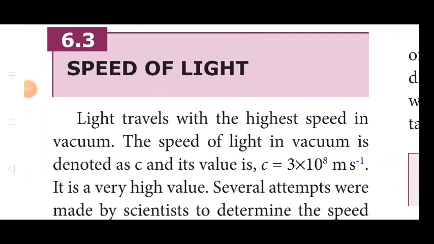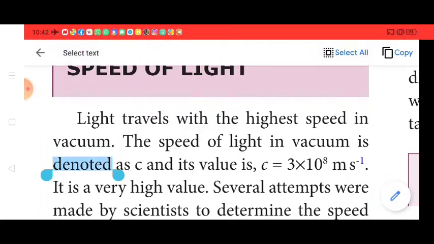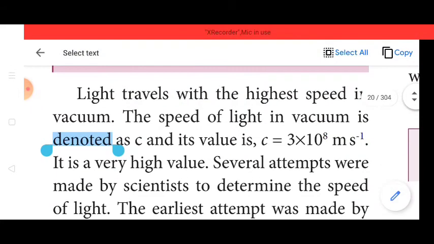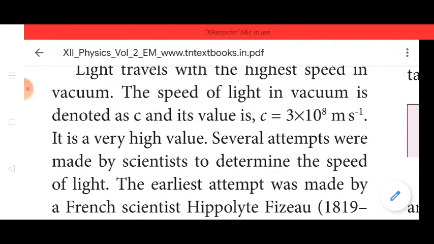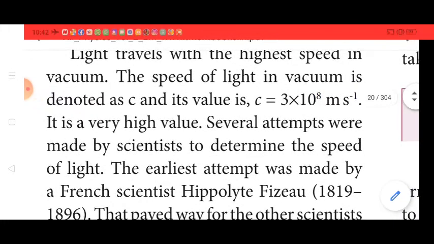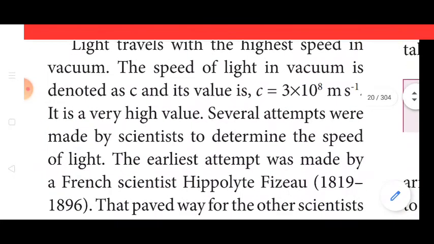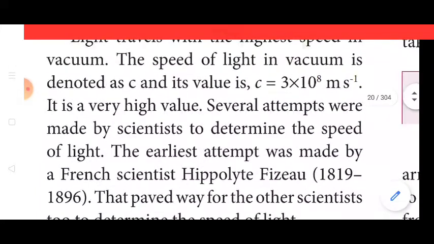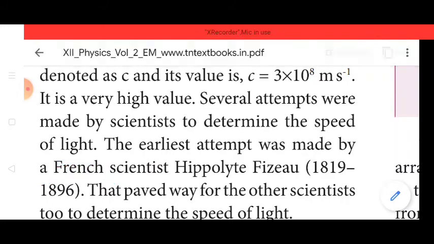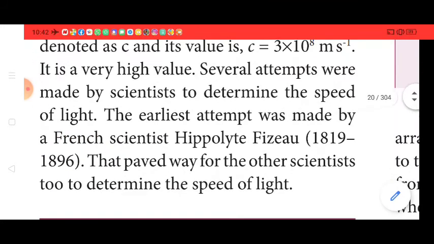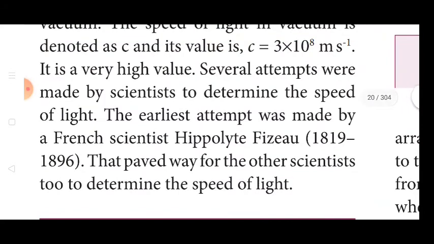6.3 Speed of light. Light travels with the highest speed in vacuum. The speed of light in vacuum is denoted as c, and its value is c equal to 3 into 10 power 8 meters per second. It's a very high value. Several attempts were made by scientists to determine the speed of light. The earlier attempt was made by a French scientist, Hippolyte Fizeau, that paved the way for other scientists too to determine the speed of light.